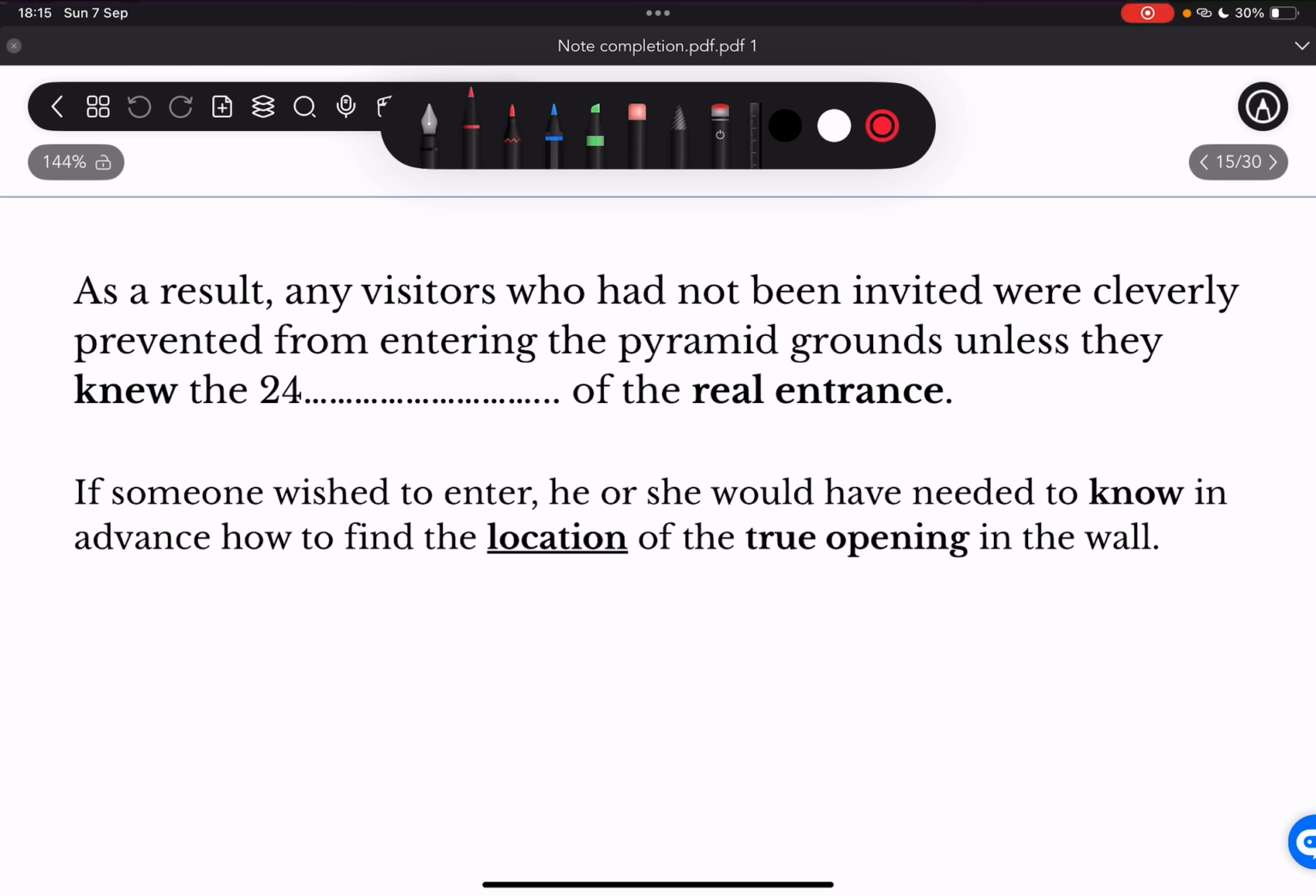And the last one: as a result, any visitors who had not been invited were cleverly prevented from entering the pyramid grounds unless they knew of the real entrance. So the key words are new and real entrance, because for real entrance, we can find a similar phrase in our passage, which is true opening. So the word that is missing in our question is location. Then only it matches the meaning of the sentence from the passage.